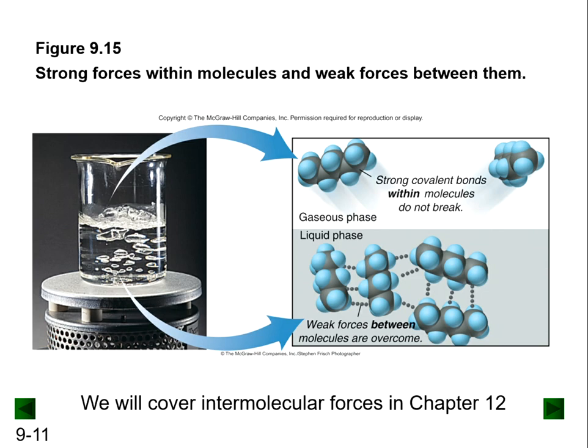Now, there are forces within a molecule, and those forces within a molecule are covalent bonds, but there are also forces between molecules, and these are what are called intermolecular forces. They're shown here in this chapter, but we're not going to discuss them here. We will go through intermolecular forces when we come to chapter 12.